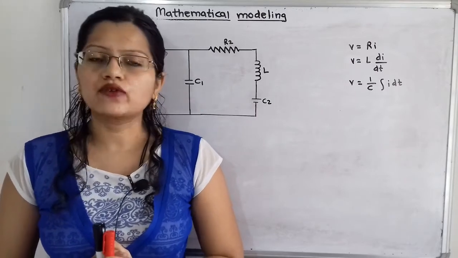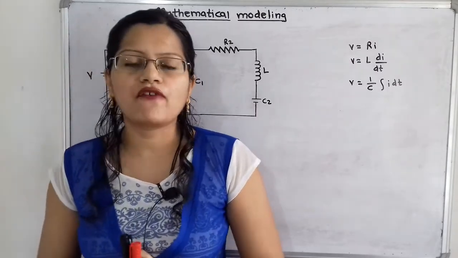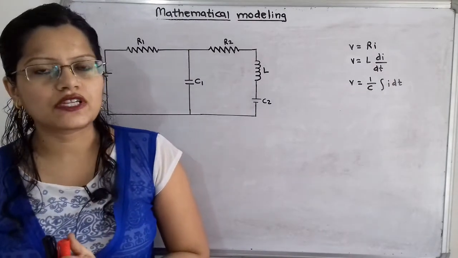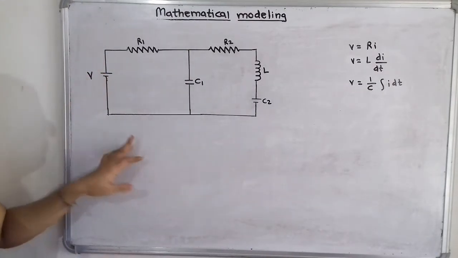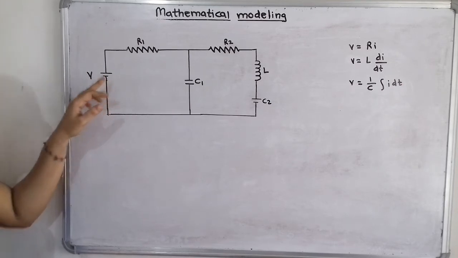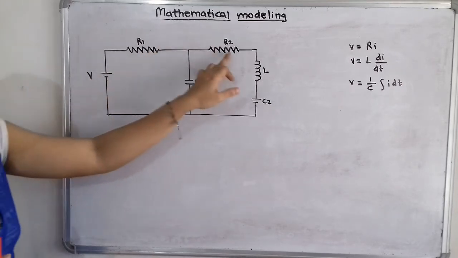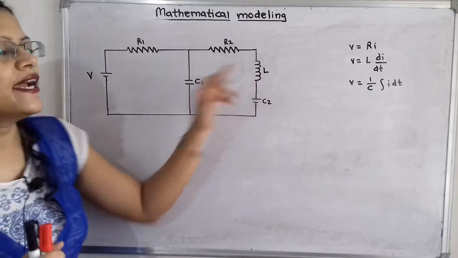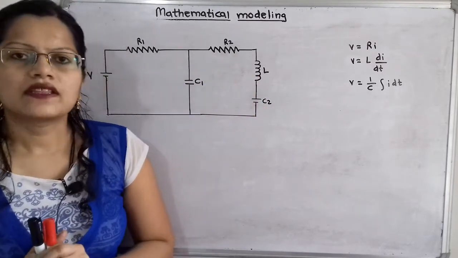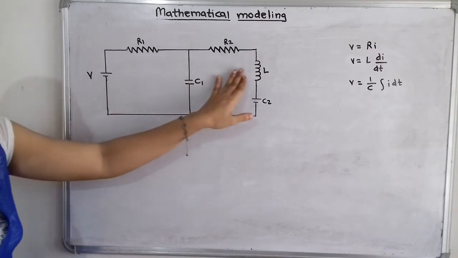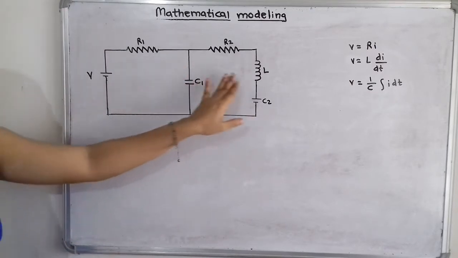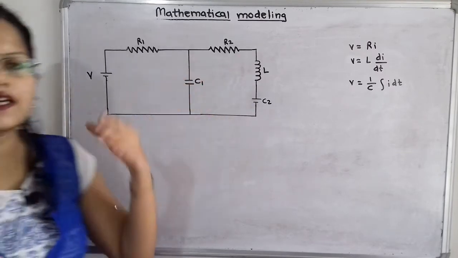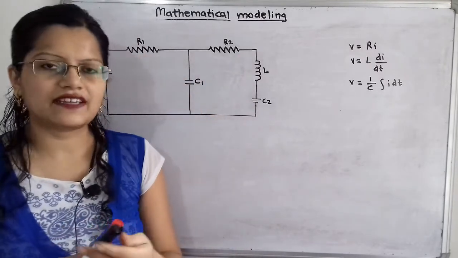Today we are going to obtain the mathematical model for a given electrical network. So let us first observe what this electrical network is. Here is the voltage V, then resistor R1, resistor R2, capacitor C1, capacitor C2 and inductor L. If we observe this electrical network, there are two loops. So we can say that within these two loops a different current is flowing.